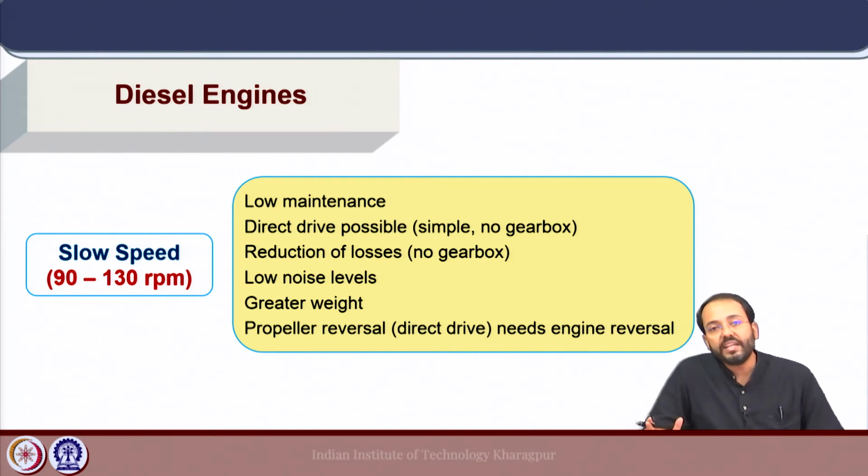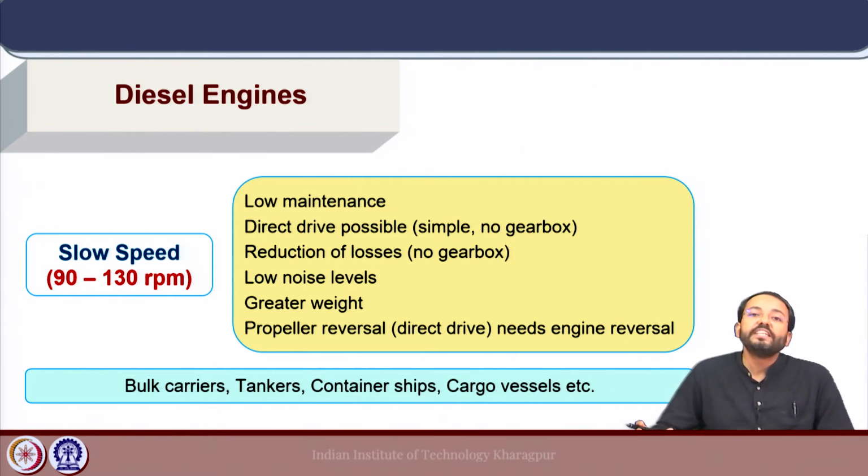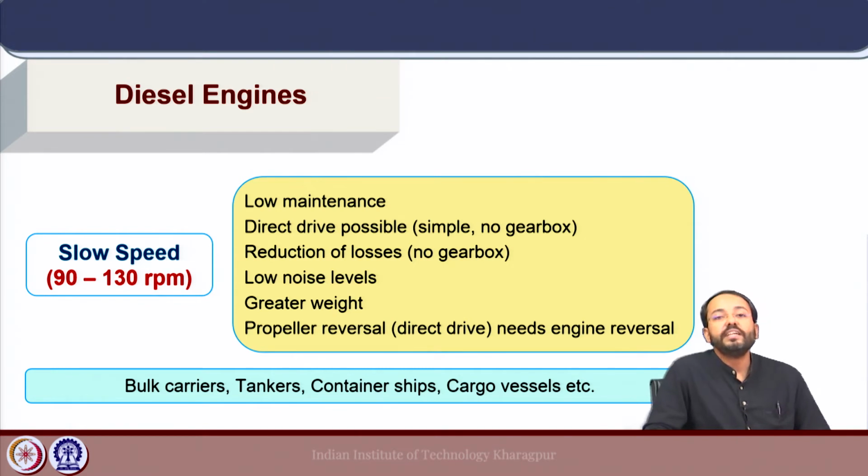So, these are the main characteristics of low speed diesel engines, which make them an optimum choice for large carriers, typically merchant ships like bulk carriers, tankers, container ships and large cargo vessels. The propulsive efficiency can be quite high using the combination of direct drive with slow speed diesel engines, which makes it an optimum choice for large cargo vessels like bulk carriers and tankers.